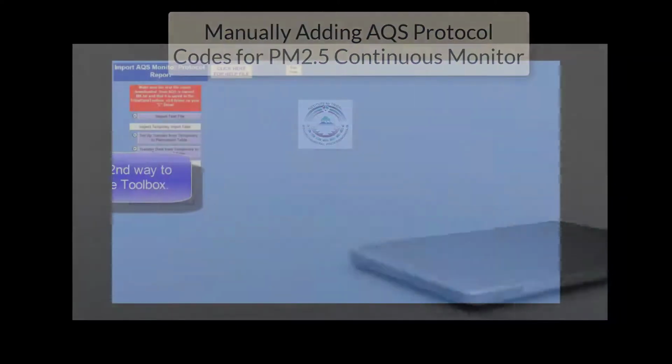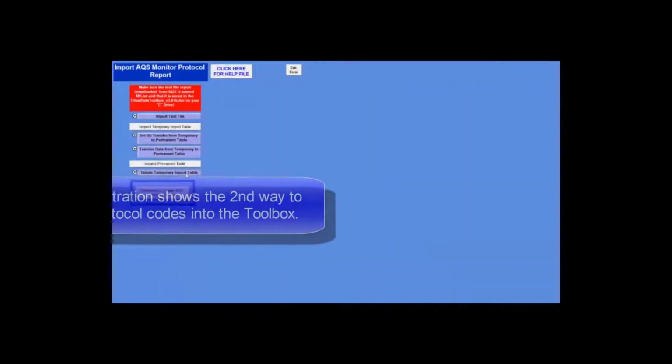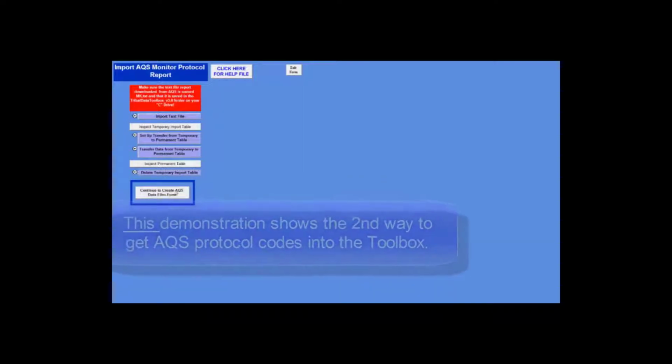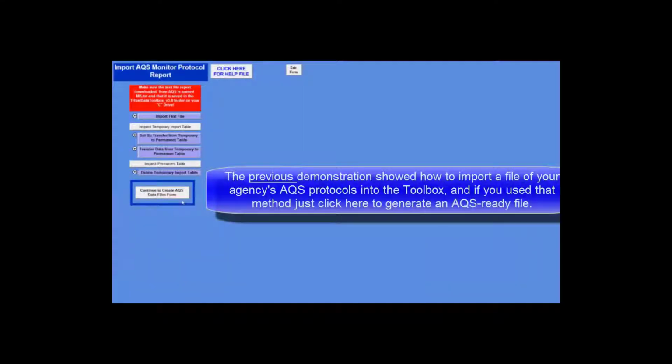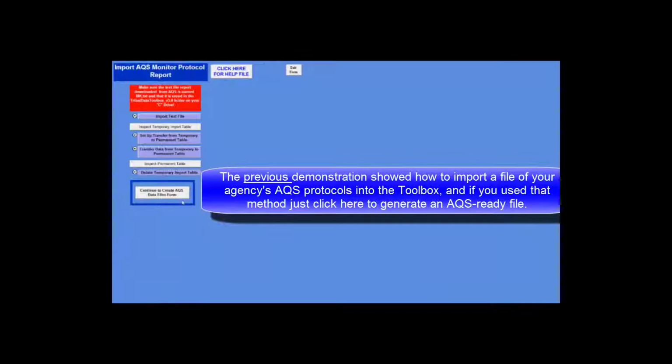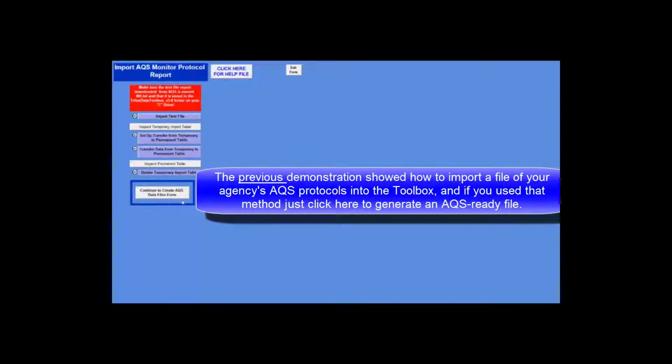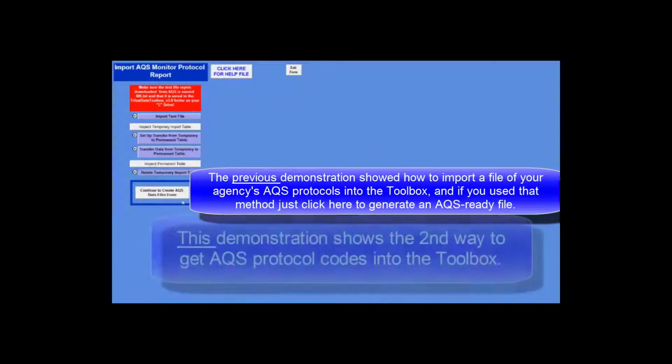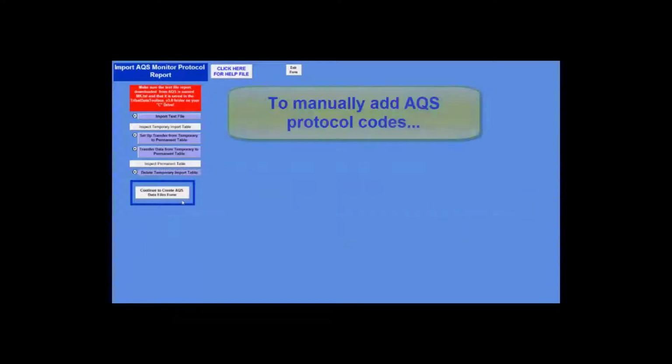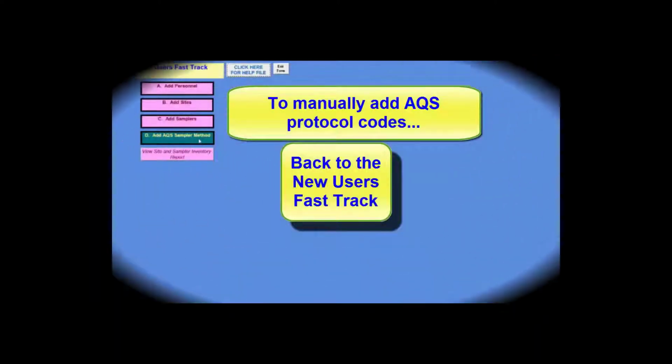So if that was the only sampling methodology I had to add, I could click on the Continue to Create AQS Data Files form, and that would allow me to start work on generating my AQS ready file with the toolbox. But I still have PM2.5 and MET methodologies to add. So now I'll demonstrate the next one.